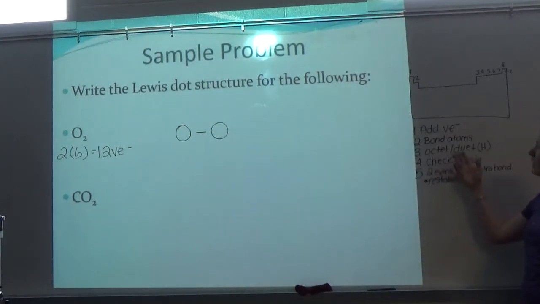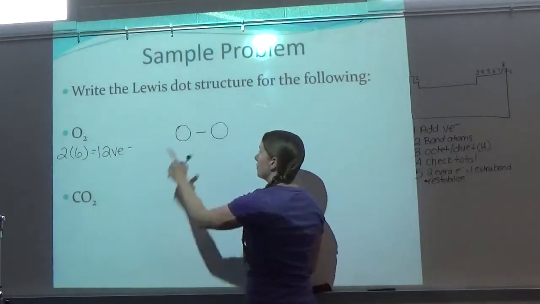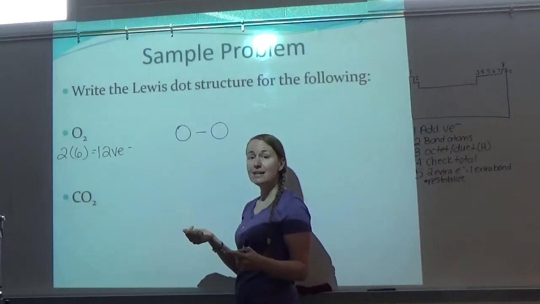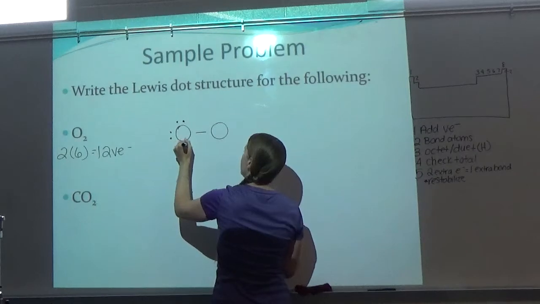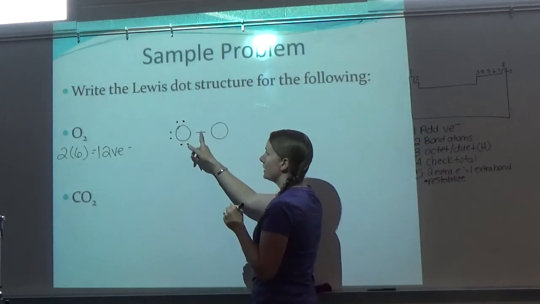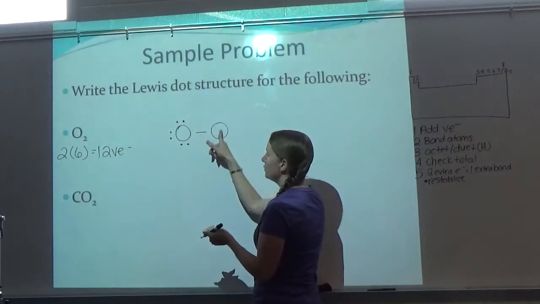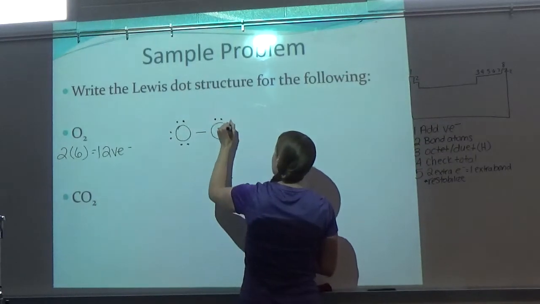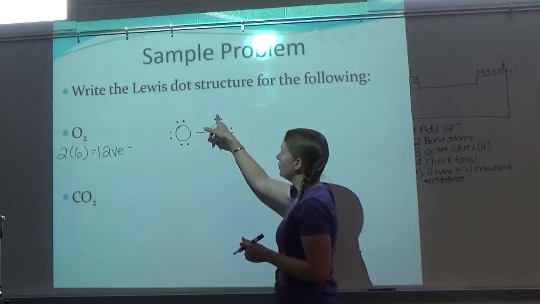Step 3 is follow the octet and duet rule for hydrogen. Well, oxygen, of course, follows the octet rule, which means I need both of them to have 8. So right now they have 1 bond, which is 2 electrons. So how many more does it need to get 8? It needs 6 more. So I have 1, 2, 3, 4, 5, 6. So see, this one now has 2, 4, 6, 8. And then I do the same thing over here. So it has 2 right now, so it needs 6 more to get an octet. So I do 1, 2, 3, 4, 5, 6. And so now this one has 2, 4, 6, 8.